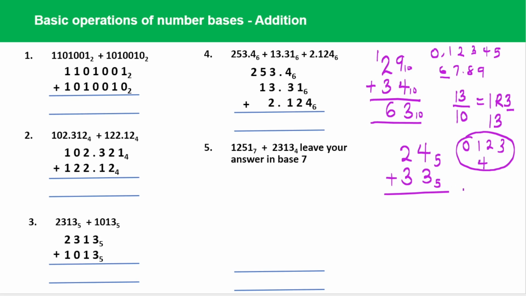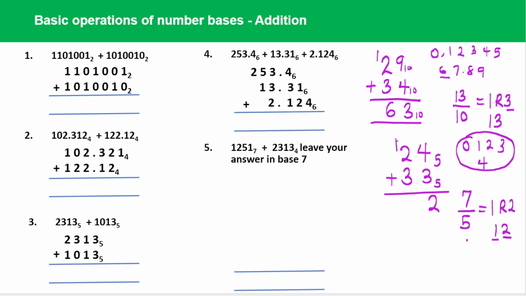So what do we do? We divide the 7 by the base. 7 divided by 5 will give us 1 remainder 2. So we write the remainder of 2 and then we carry the whole, which here is 1. Again, 1 plus 2 plus 3 will give us 6. It will be wrong for me to write 6 here because 6 is greater than my base and 6 is also not part of the base 5 digits.